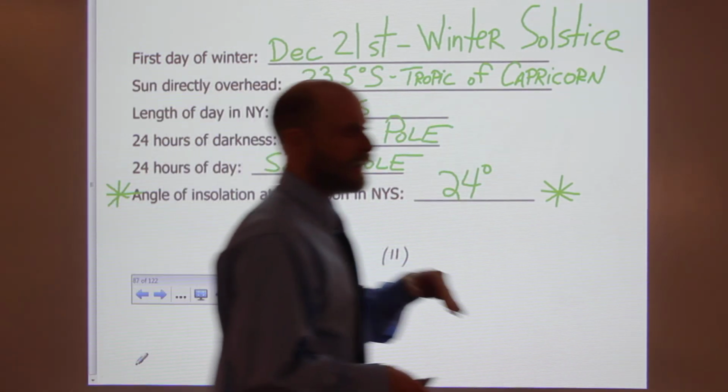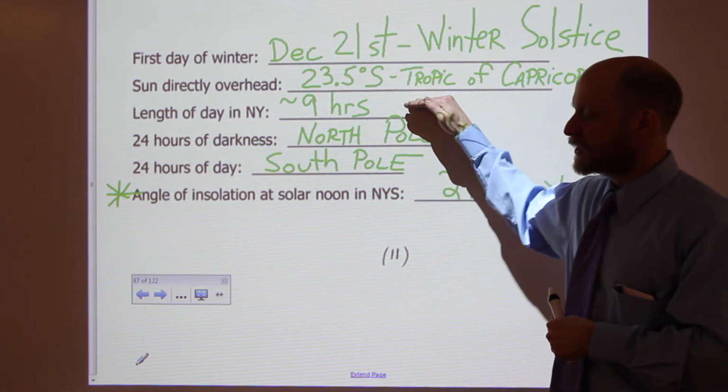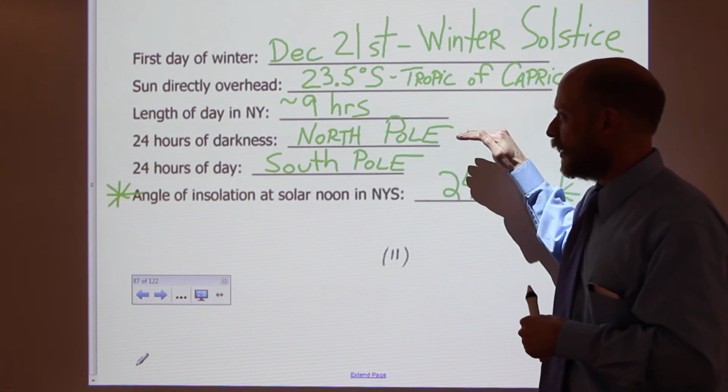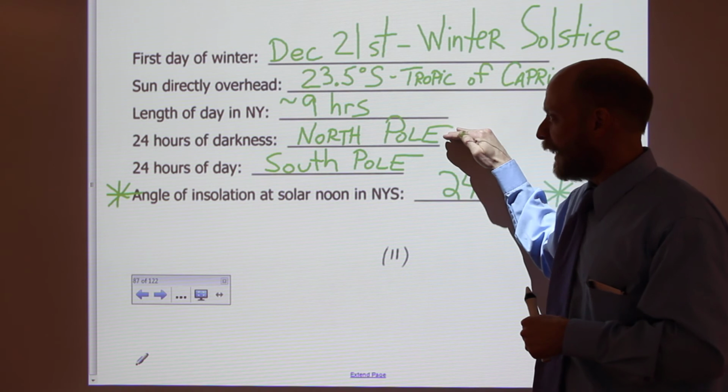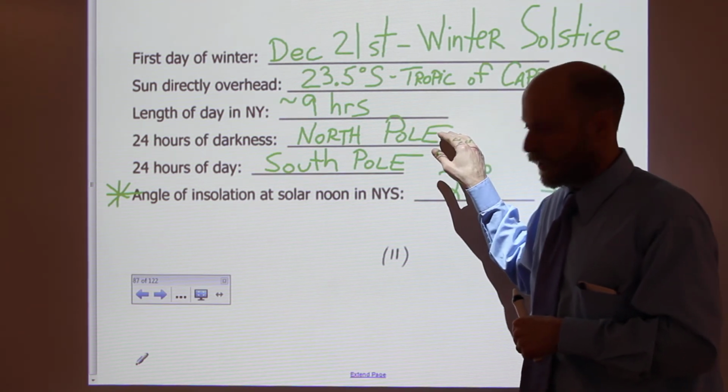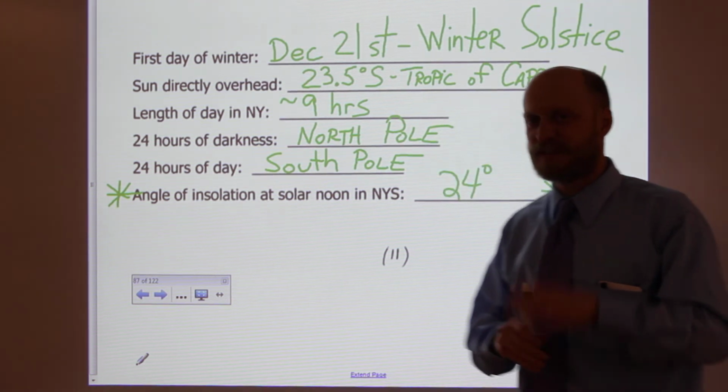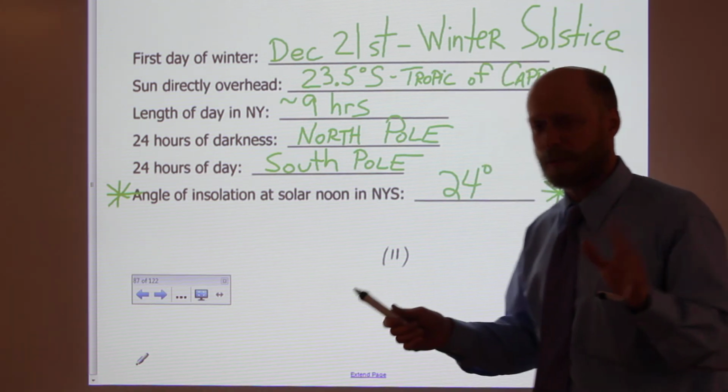We have about 9 hours of sunlight for us that day. The North Pole has 24 hours of darkness on that day. The South Pole has 24 hours of daylight on that day, which is interesting. We'll talk more about that in class.